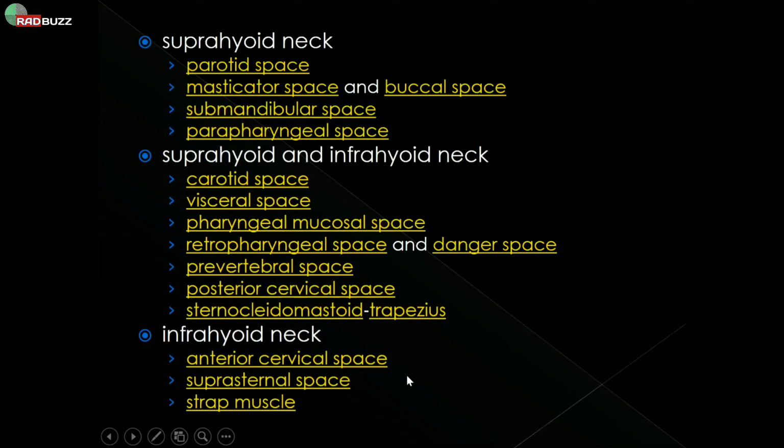The infrahyoid neck is below the hyoid level, so we have the anterior cervical space and the suprasternal strap muscles just below the neck, and these structures communicate with the thoracic inlet. And then we have spaces that are both suprahyoid and infrahyoid. Now note down, most of the spaces are in this category. These are the spaces which communicate with each other at both levels, above the hyoid and below the hyoid. They contain the carotid space, parapharyngeal space, retropharyngeal space, and a danger space, which is very important clinically. Then the prevertebral space, the posterior cervical space, and the space around the trapezius and sternocleidomastoid muscles. So we need to know all these spaces. Not necessarily memorize them right there and then, but have a sound knowledge of how to recognize each space. That's the basic aim of this talk.